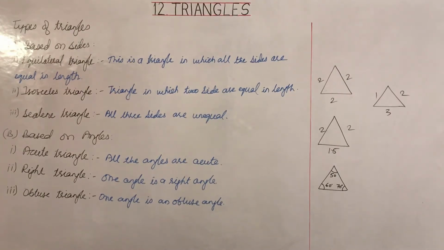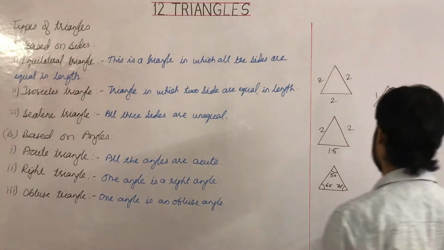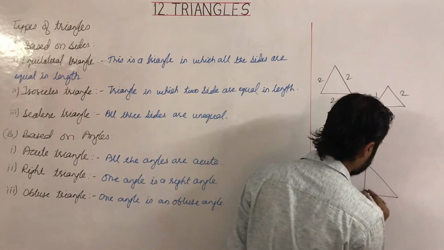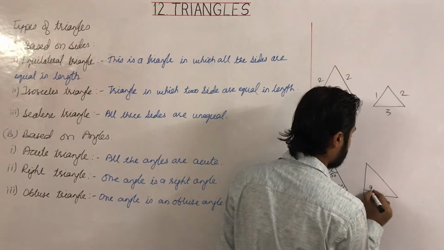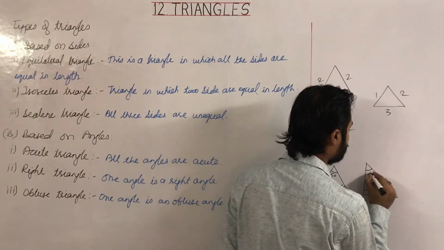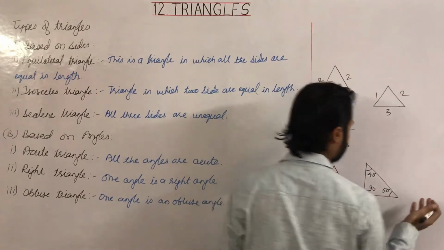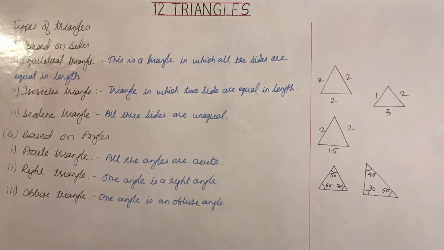Then right angle triangle, any one angle is a right angle. Right angle means perpendicular or 90 degrees. So at least one angle is 90 and other two angles can be of any measure. So at least one angle is a right angle, then this type of triangle is known as right angle triangle.